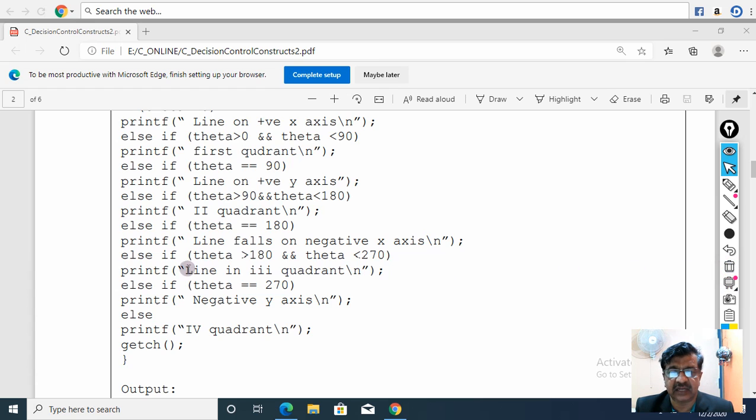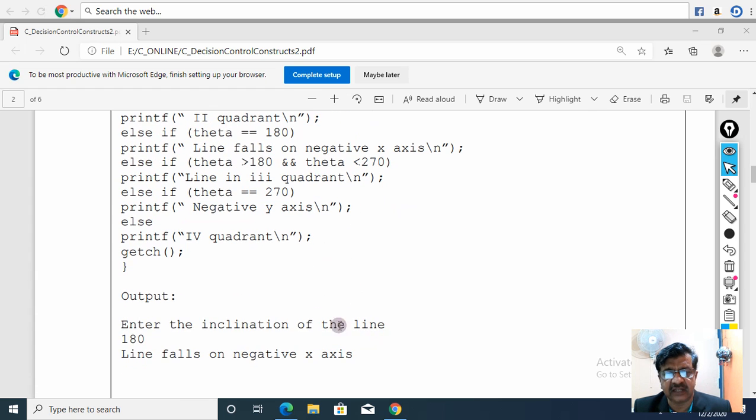And if theta is between 180 and 270, it is in the third quadrant. If it exactly becomes 270 degrees, it is negative y-axis. Else printf, it is the fourth quadrant. If all the conditions exhaust, then the line must be in the fourth quadrant.